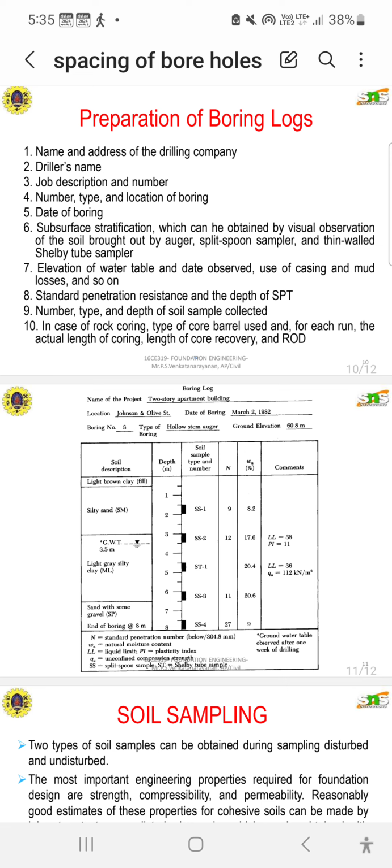Then we have to record the water table level, and the date must be observed by using the casing and mud losses. Then we have to find out the penetration test, that is the standard penetration test, and depth of standard penetration. In that standard penetration test, we find the N value. Then we collect the soil sample: number, type and depth of soil sample collected, and the type of core barrel used. For each run, the actual length of coring, the length of core recovery, and the type of core barrels used. So these are the conditions while we prepare our bore logs.